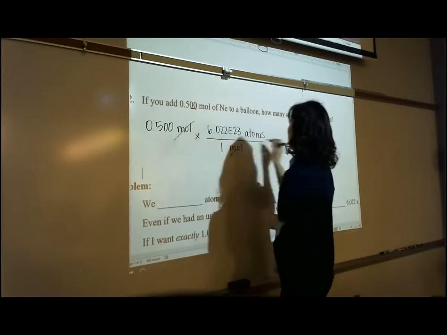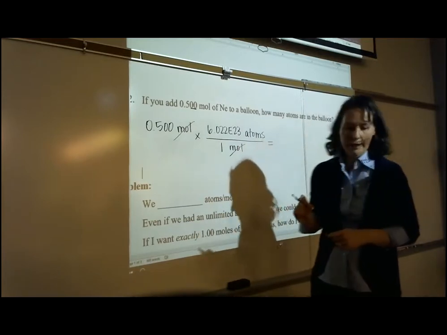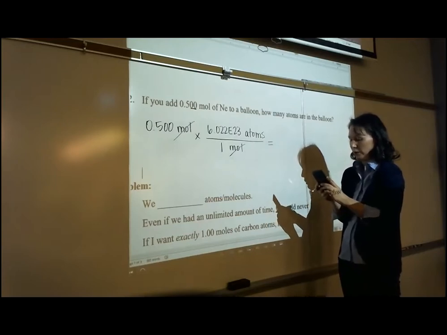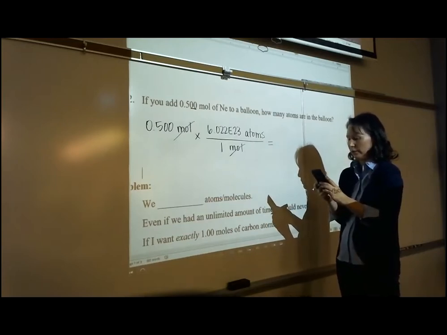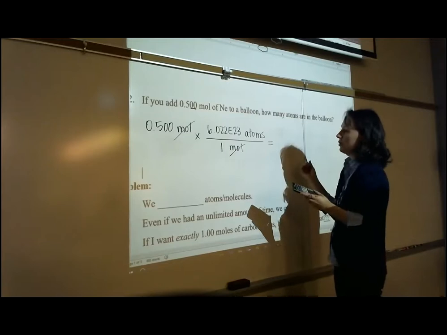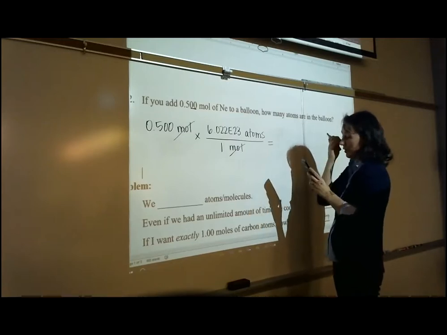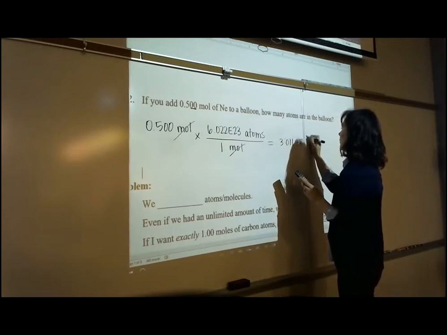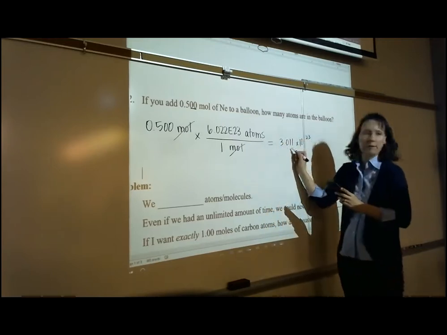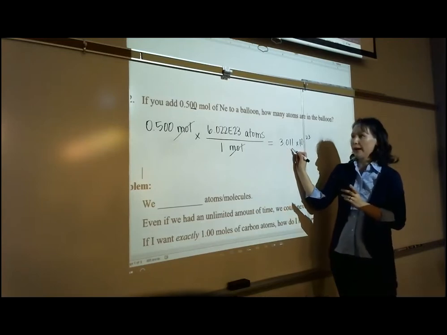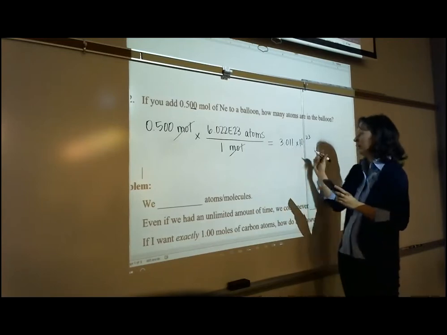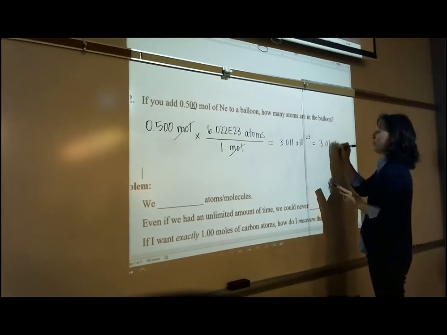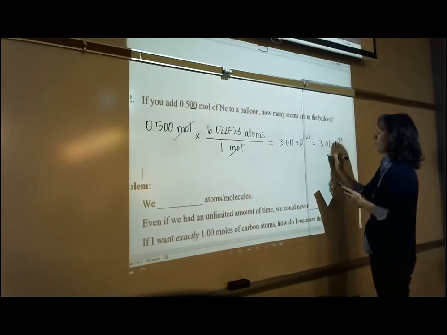So moles cancels, you're left with atoms. So you say 0.5 times 6.022 times 10 to the 23rd. And your calculator is going to give you an answer with 4 sig figs. My calculator says 3.011 times 10 to the 23rd. But can I keep all of these sig figs? That's 4 sig figs, right? I can only keep 3, so that would be 3.01 times 10 to the 23rd, and my unit would be atoms.